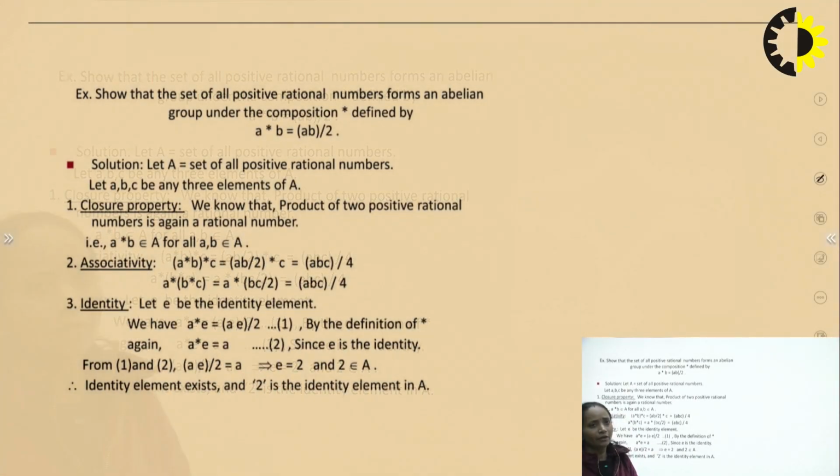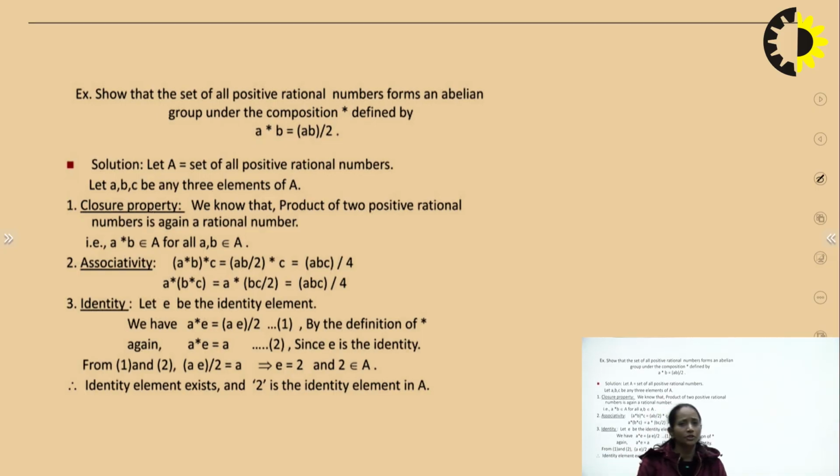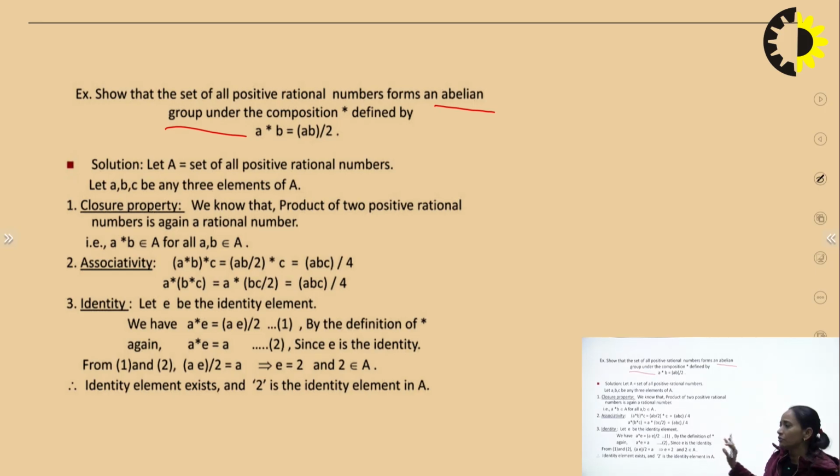For the group theory, again, what is the question? Show that the set of all the positive rational numbers forms an abelian group under the operation composition, which is defined as A cross B is equal to AB divided by 2. What we have been asked in this question is to check whether it is an abelian group. So again, how many properties do we have to check? We have to check the closure property, associativity, identity, inverse and also the commutativity. If all the properties exist, then it will be an abelian group. Otherwise, if any of the properties does not exist, then it is not an abelian group.